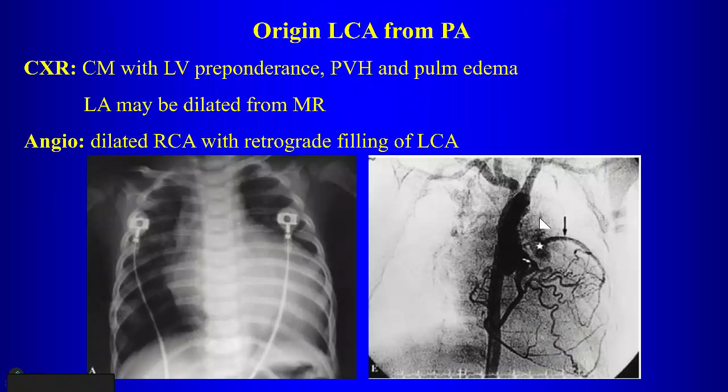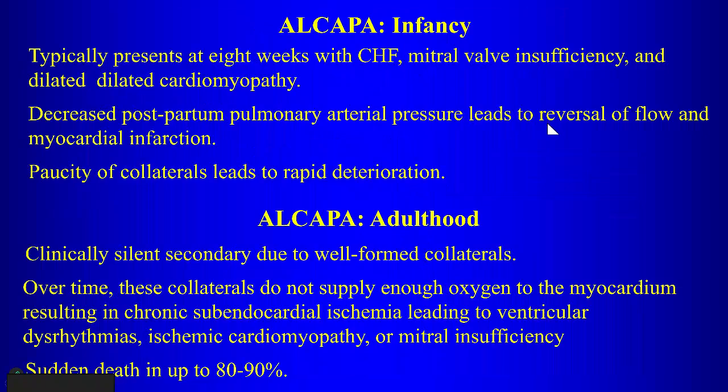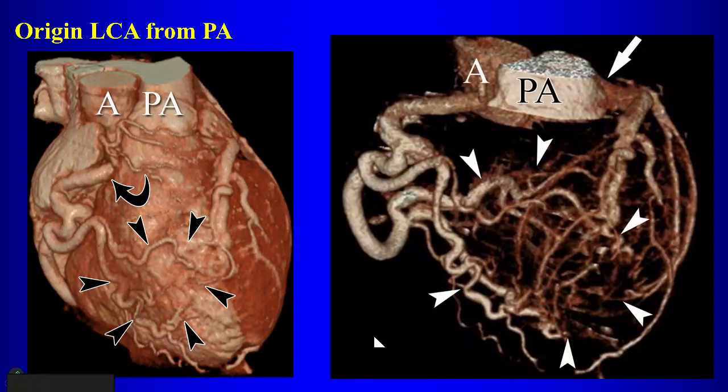So origin of the left coronary artery from the pulmonary artery. Here it's illustrated, big heart. See the collaterals, reverse flow in the left coronary artery dumping into the pulmonary artery. And then, as we've said, depending on the status of the collaterals, if they're not well formed, this can present in infancy. If the collaterals are well formed, then it might be clinically silent until later on in adulthood. But these patients can present with ischemic symptoms leading to ventricular dysrhythmias, ischemic cardiomyopathy, and if the heart gets big, of course, mitral insufficiency. This can result in sudden death in up to 80 to 90% of cases.